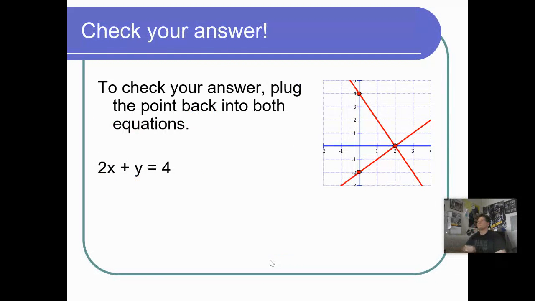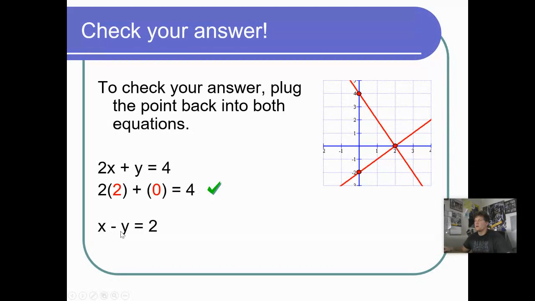Let's take a look at another one. Oh my gosh, just kidding. Let's plug it in. Checking answers with systems of equations is pretty huge. We know it was 2, comma 0, so we're going to take the 2, plug it in for the x, plug the 0 in for the y. 2 times 2 is 4. 4 plus 0 is 4. That's true.